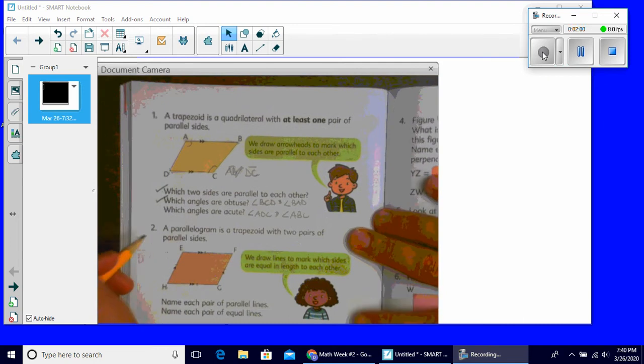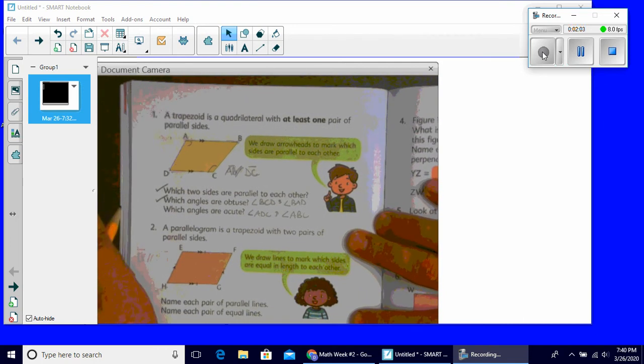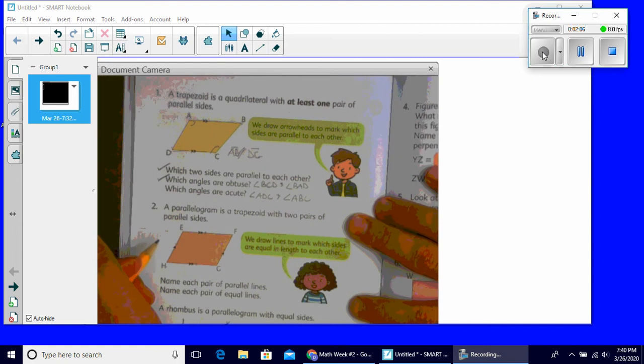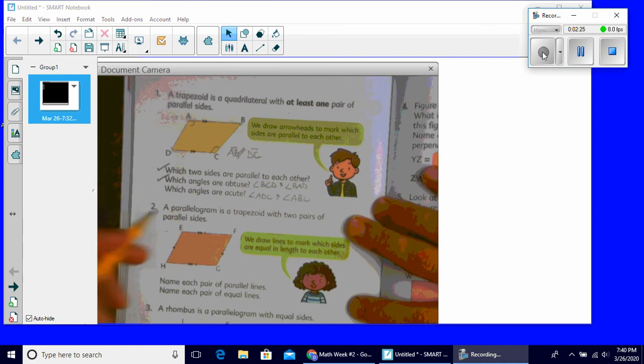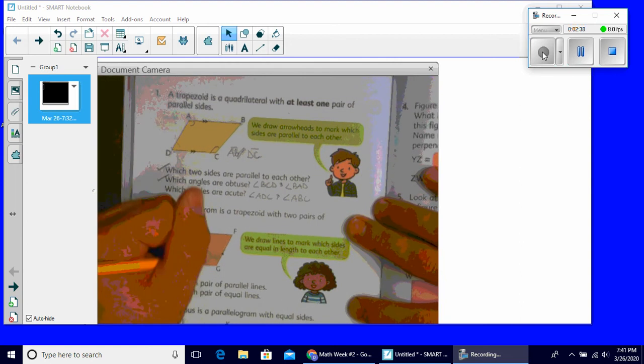Number 2, a parallelogram is a trapezoid with 2 pairs of parallel sides. Again, we know that from our studies in the past 2 days of the characteristics of quadrilaterals. Look at this shape here. This shape is known as shape EFGH or other variations of those letters in different order. A parallelogram is a trapezoid with 2 pairs of parallel lines. We see the arrowheads on these 2 sides, so we know that this side is parallel to this side. Line EF is parallel to HG. There's another arrowhead here. That means that line HE is parallel to GF.